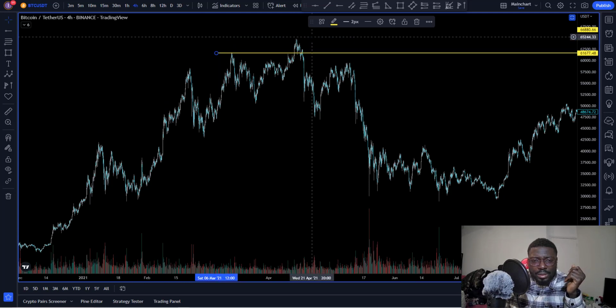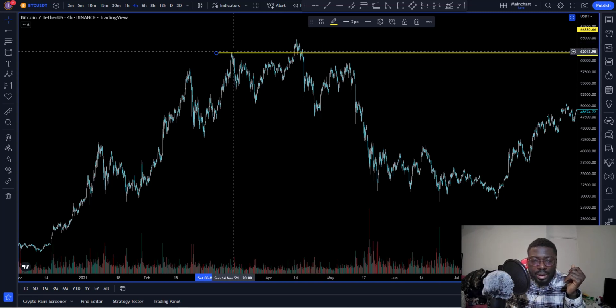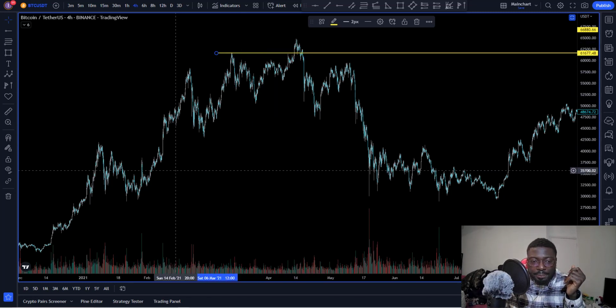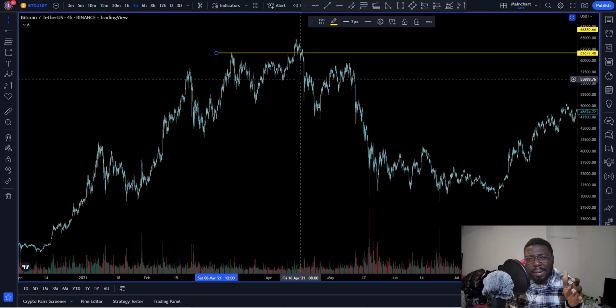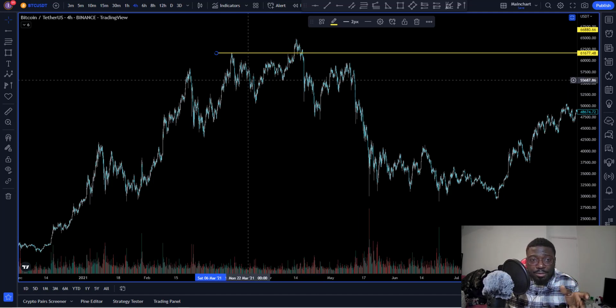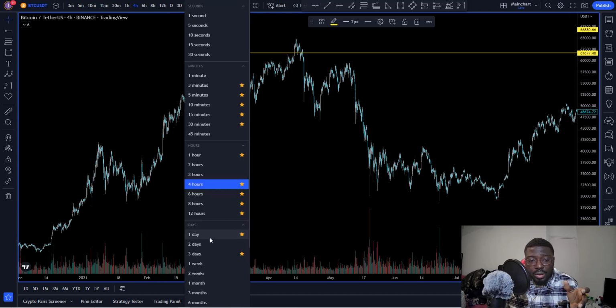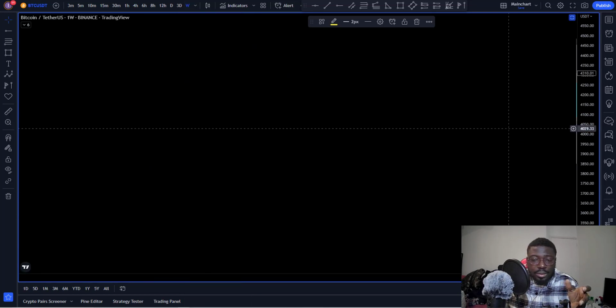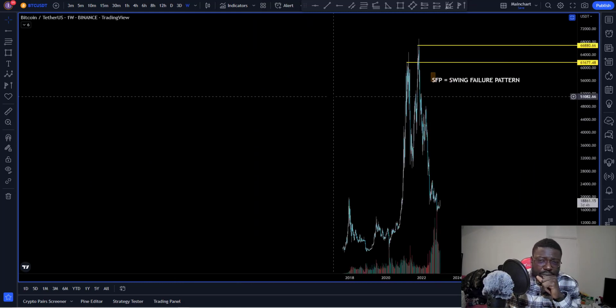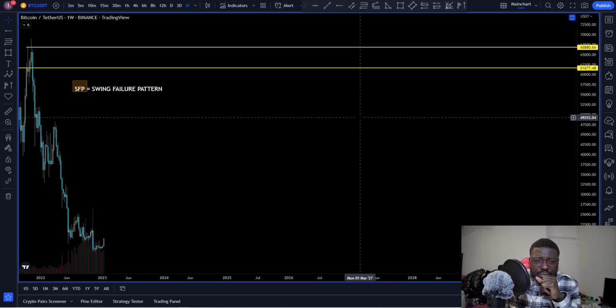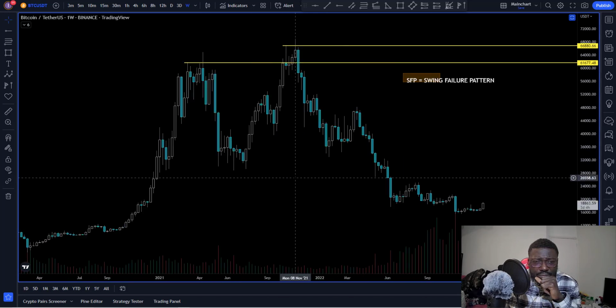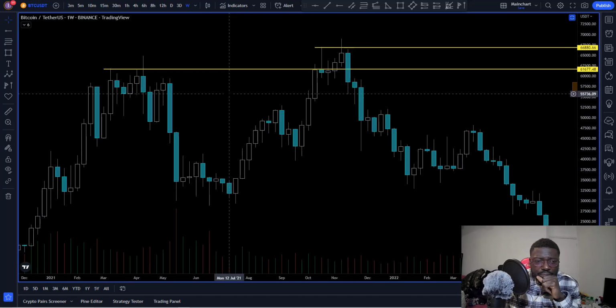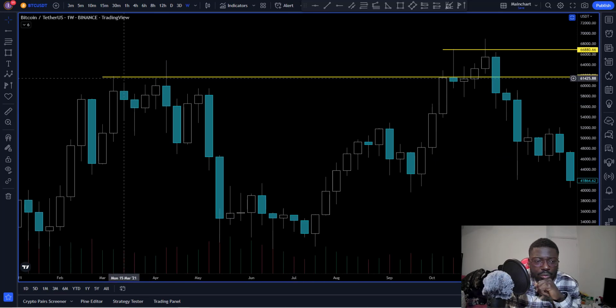Look at this. This high right here is a swing failure pattern of this high. But we are looking at it on a 4 hours time frame. If we go to the 1 week time frame, we'll be able to see clearly. So you can see on this particular week, market came back to take out this high.